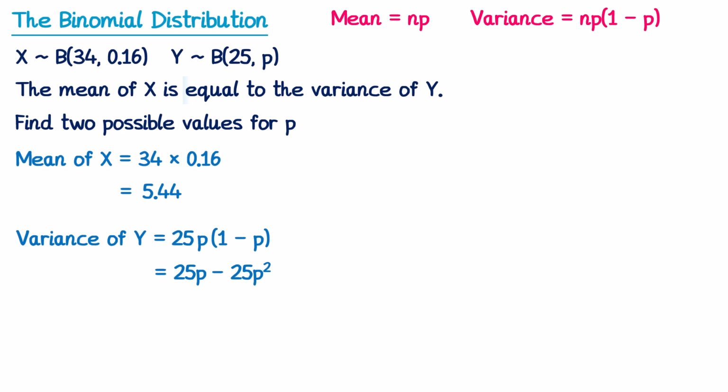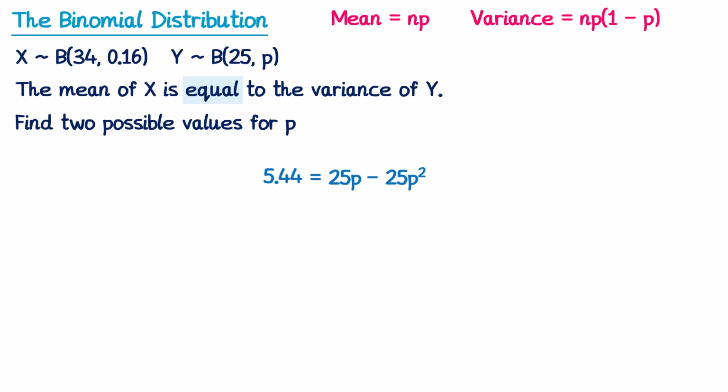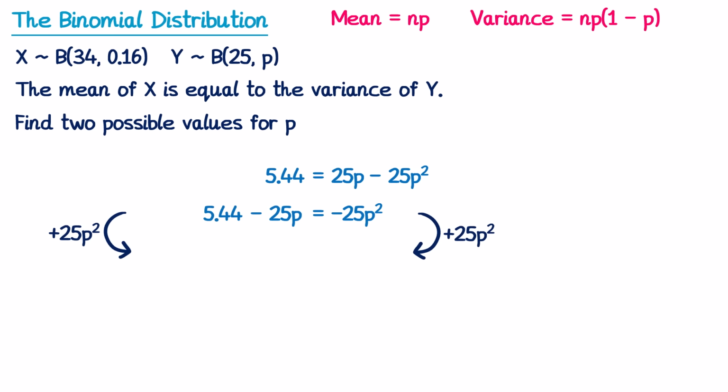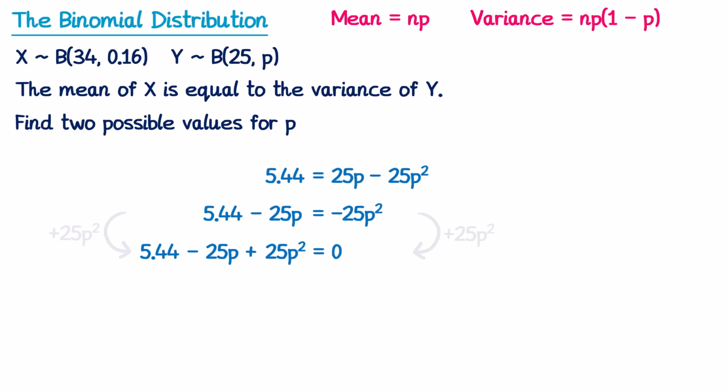Now in this question we're told that the mean of x is equal to the variance of y, so these two are equal to each other. We now have an equation to solve to find the values of p. If we subtract 25p from both sides, we get 5.44 subtract 25p is equal to negative 25p squared. Then if we add 25p squared to both sides, we get 5.44 subtract 25p plus that 25p squared, and on the right hand side those 25p squareds will cancel, so we get 0. We can reorder these terms, and we have a quadratic equation to solve here.